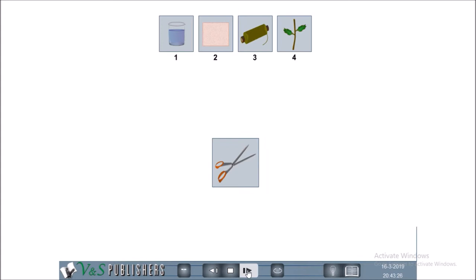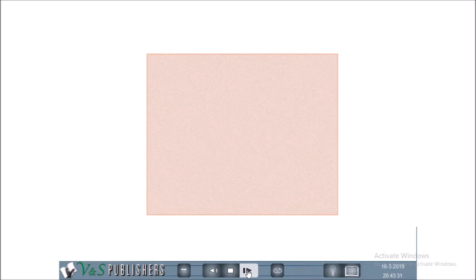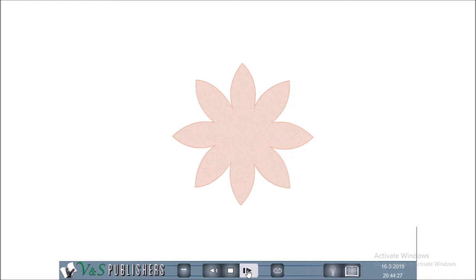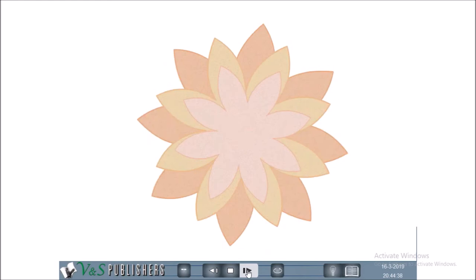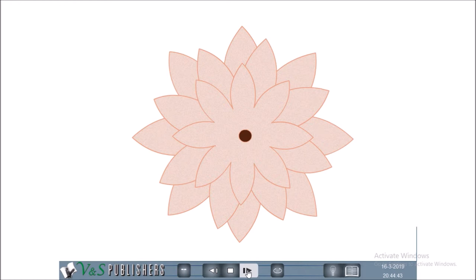Take a small sheet of blotting paper and cut it in the shape of a flower. With the help of cotton thread and a sewing needle, tie it with a thin wooden stick.